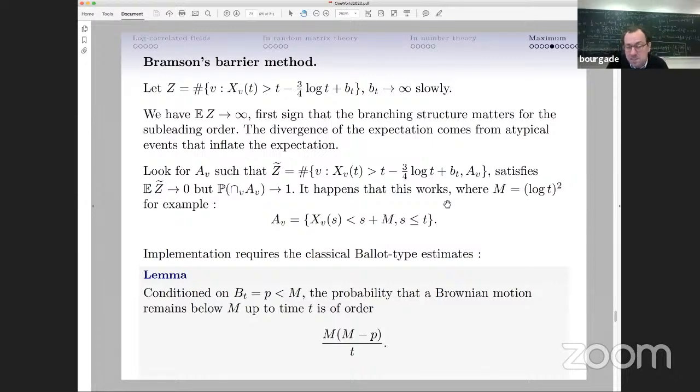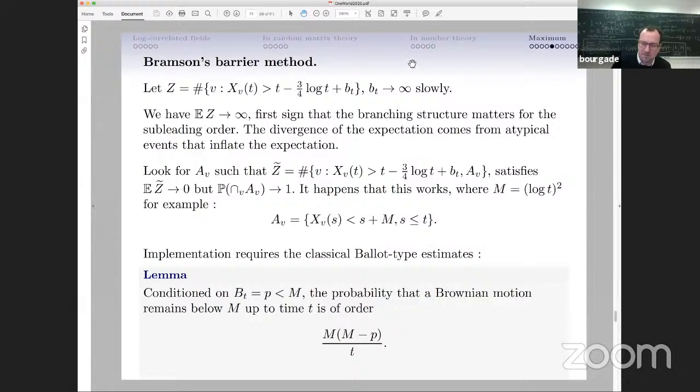And this is easy to prove that it's a typical event, actually. But it's enough so that when you condition on it, you remove the divergence of the expectation coming from atypical events. So why is it so? It relies on this fun and beautiful argument of ballot type theorem.